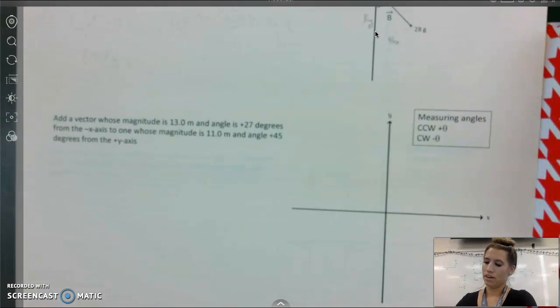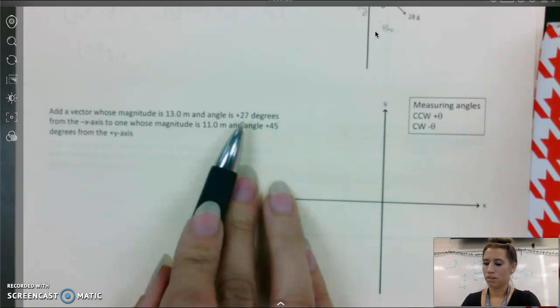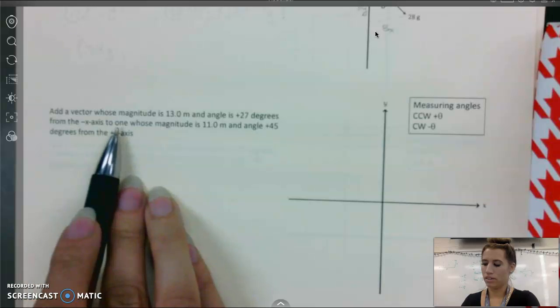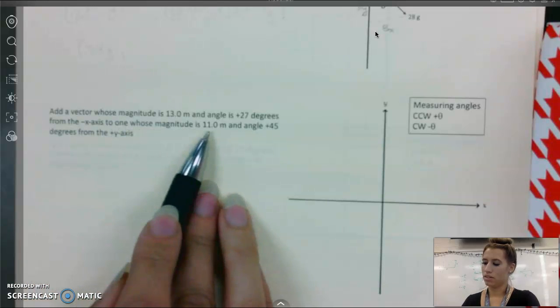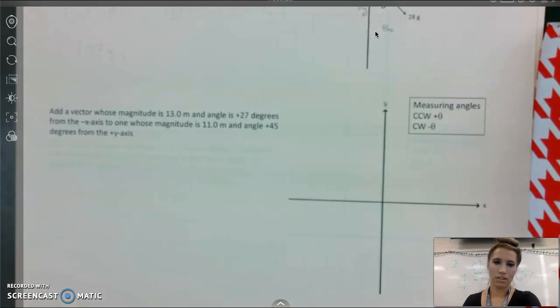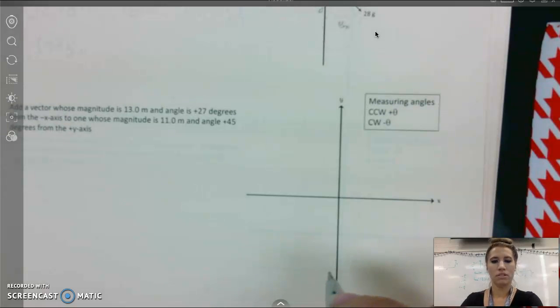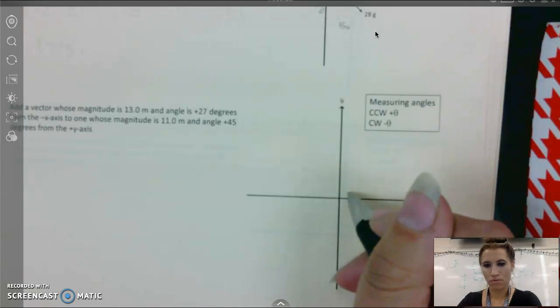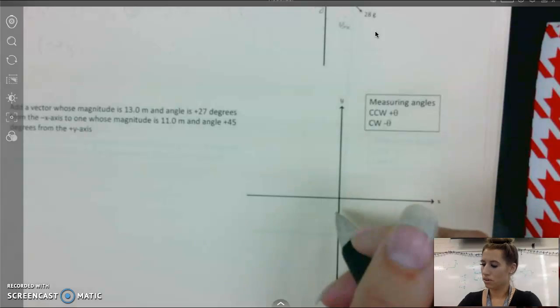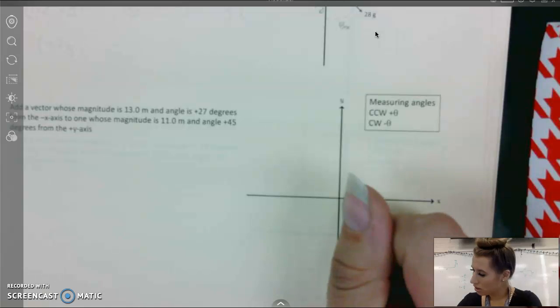Okay, so we're going to add a vector whose magnitude is 13 meters and an angle of a positive 27 degrees from the x-axis to one whose magnitude is 11 meters and the angle is plus 45 degrees from the x-axis. Okay, let's draw this. Let's see what we have. So we're going to have 13 meters at an angle of plus 27. Well, 45 is right in the middle of that, and so we're going to be below that.